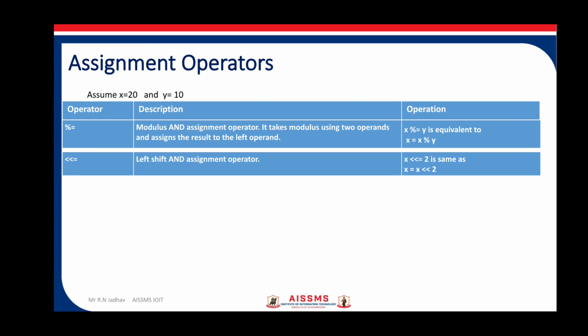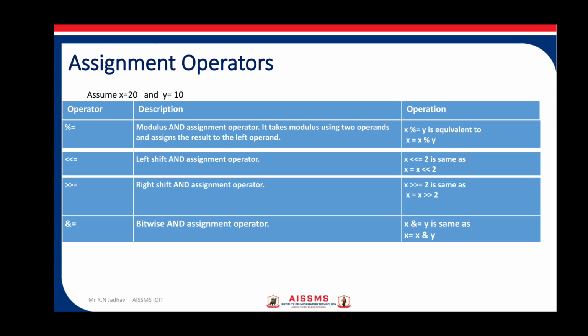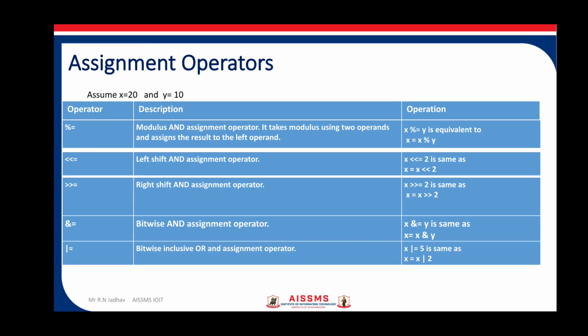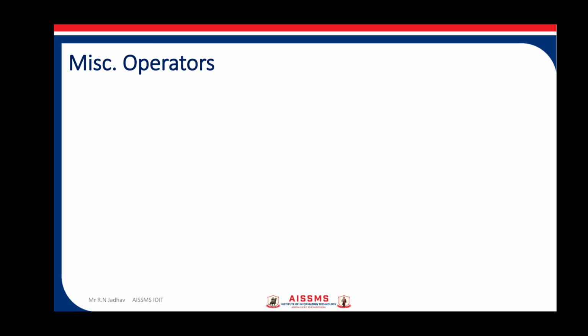Similarly, left shift equal, right shift equal. In the same way, it will perform the operation on the left and right operand, and the result will be assigned to the operand which is on the left hand side of the assignment operator. Ampersand equal, likewise you can also use this for the bitwise operations: ORing, XOR. So in this way we can use these operations.